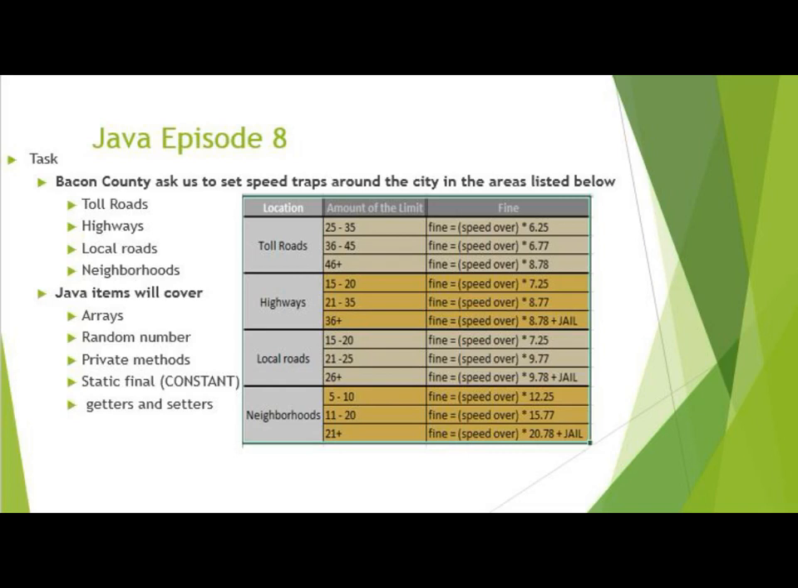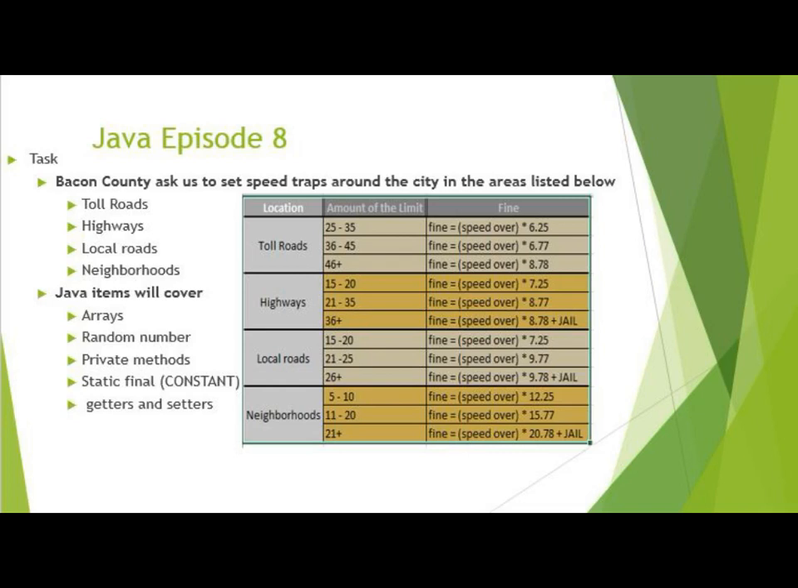So what we're doing today, Bacon County has asked us to set up a speed trap around the city in the areas listed below. What we're tasked to do is create an application that will tell us if the person's speeding based on their area, and from that we're going to calculate the fines as well. For example, I have toll roads here. If the person's doing over 46 miles per hour over the speed limit in a toll road, they're going to be assessed a fine. So that's basically how we're going to go today.